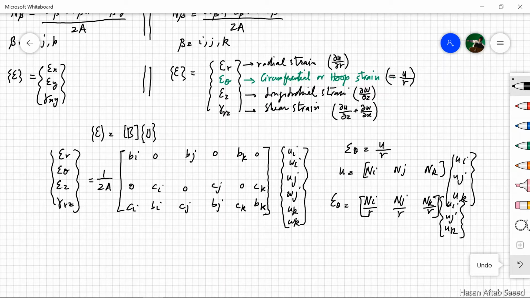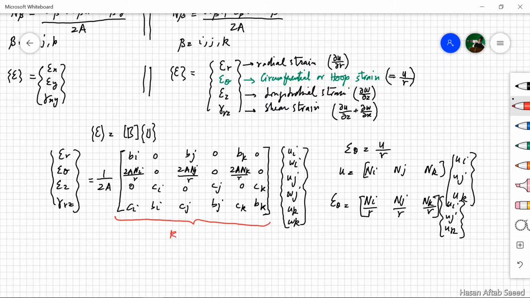But there's one more complication, and that is, for convenience sake, we have 1 over 2a outside. But in this expression, there is no 1 over 2a. So if we are going to put in ni over r, we have to include the effect of 2a also, so that it gets cancelled. So basically, 2a ni over r, 0, because this has nothing to do with the w component. 2a nj over r, again 0. 2a nk over r, and 0. Now this is our B matrix.